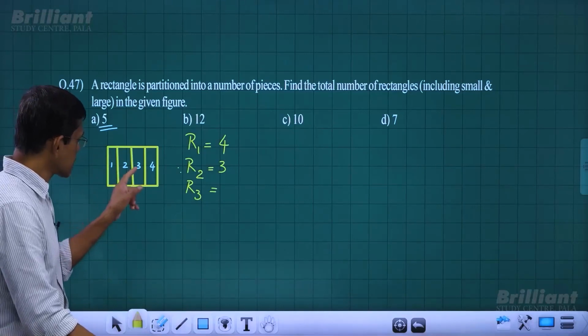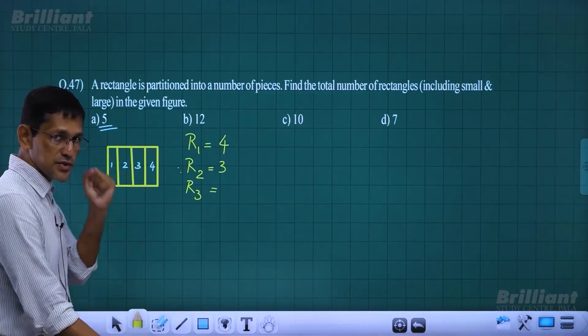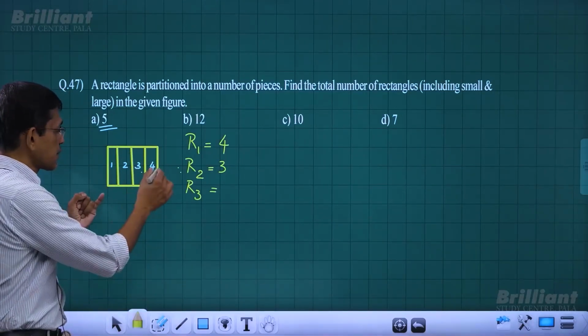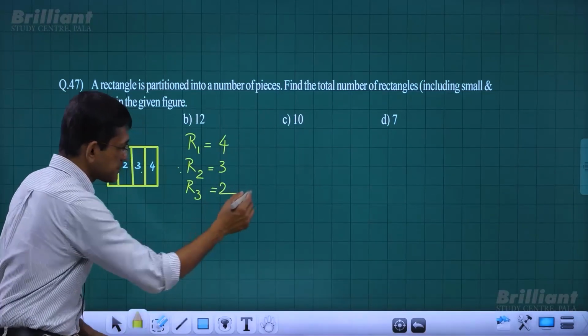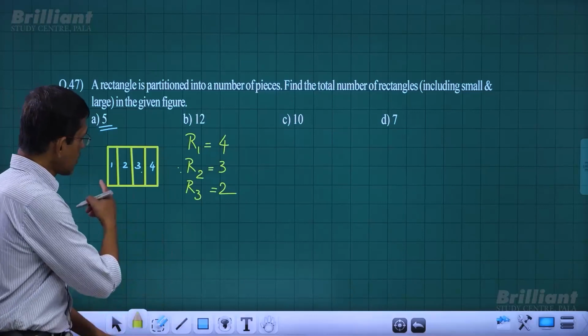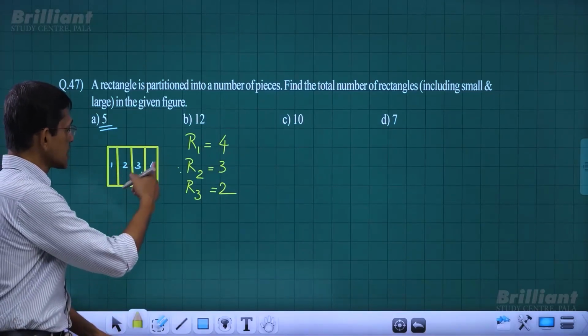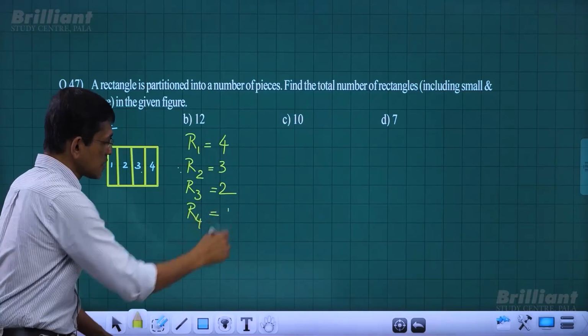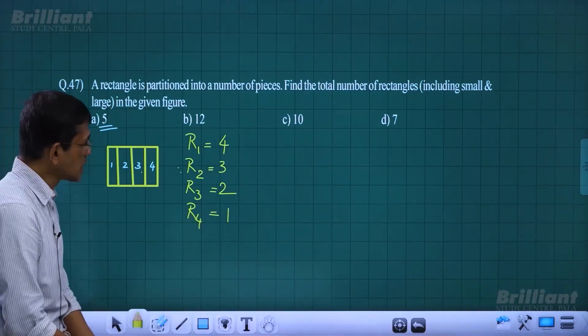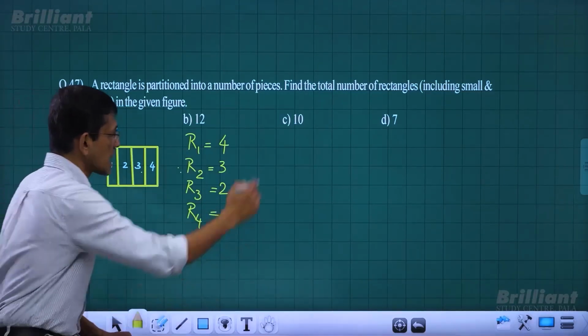So 1, 2, 3, 3 pieces together, that's a rectangle. Then 2, 3, 4, that 3 pieces together, we have another rectangle. So we have 2 of them. Now we take all the 4 pieces together, 1, 2, 3 and 4 together, you get another rectangle. So 4 pieces together, one more rectangle. So ultimately, how many do we have? 10.